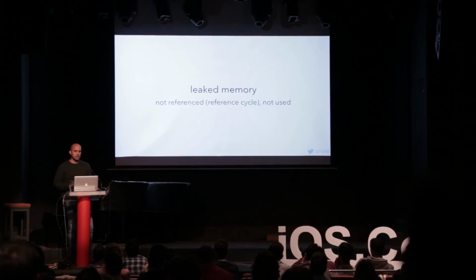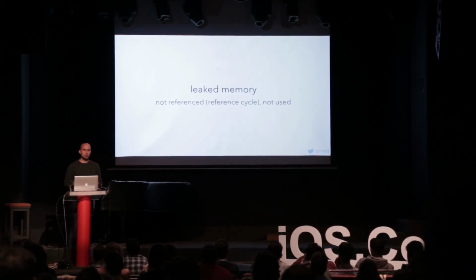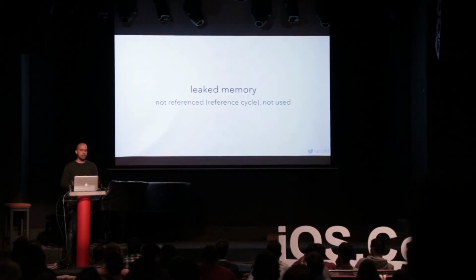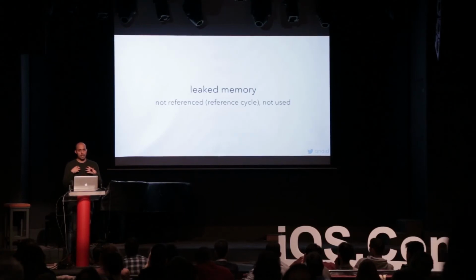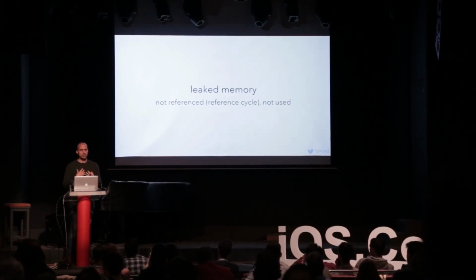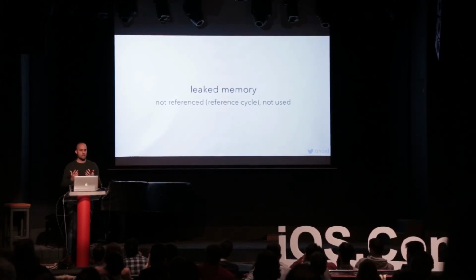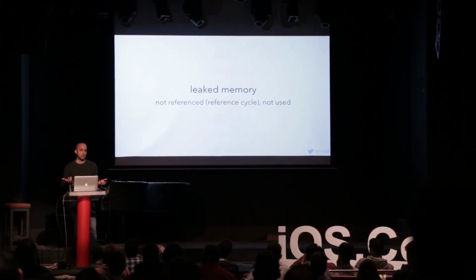Leaked memory. This is probably what most of you are familiar with. Leaked memory is memory that is not referenced directly from your app. It's not in your object graph, and it's not used. This is typically created by reference cycles that you might be familiar with.